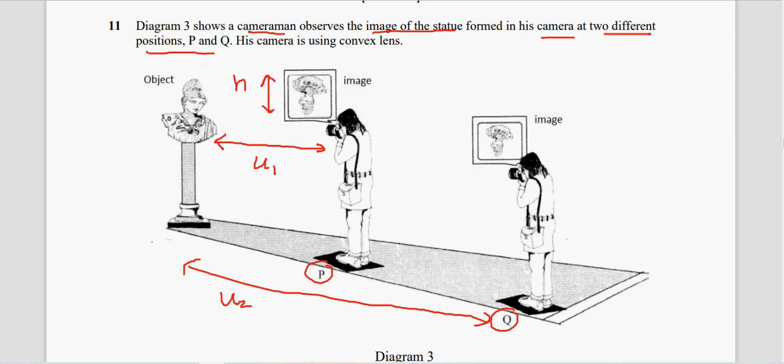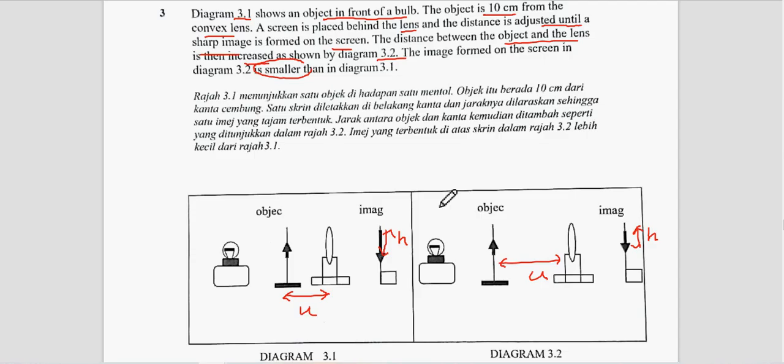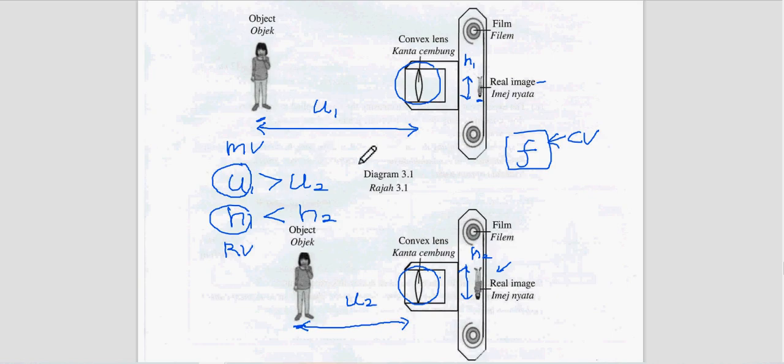This is H1. It looks bigger, right? And then here is the height of the image, H2. Okay, so although they have different problem diagrams, this diagram and this diagram plus this diagram are not the same, but the marking scheme is the same.